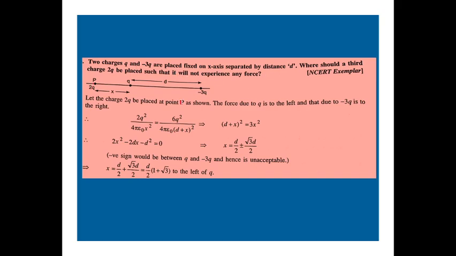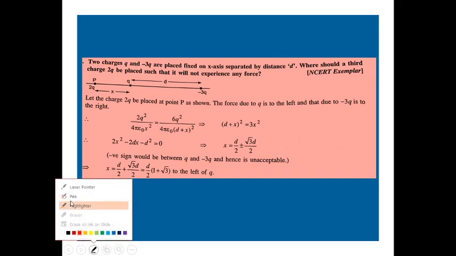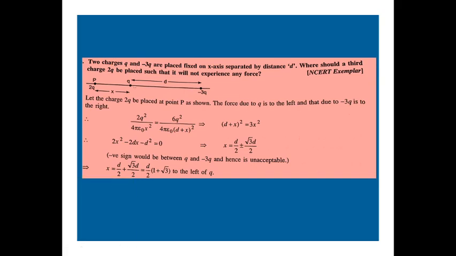So the charges q and minus 3q are separated by a distance d. Where should this 2q, this positive charge, be placed so that it will not experience any force? Let us see this numerical.